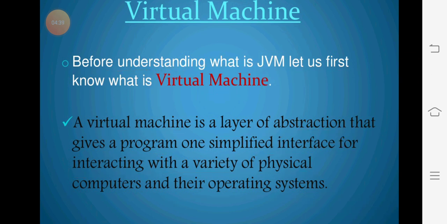Now, virtual machine says what? It provides us an interface through which we can interact with the hardware and software components of a computer system. Meaning it provides us an abstraction, an interface, or you can say a link, through which we can interact with the peripheral devices of the computer and our software and operating systems with the help of the virtual machine.